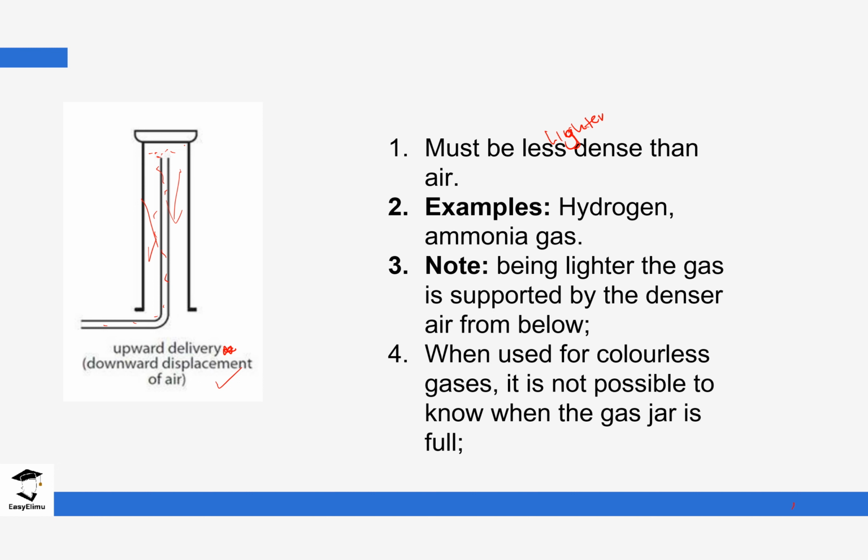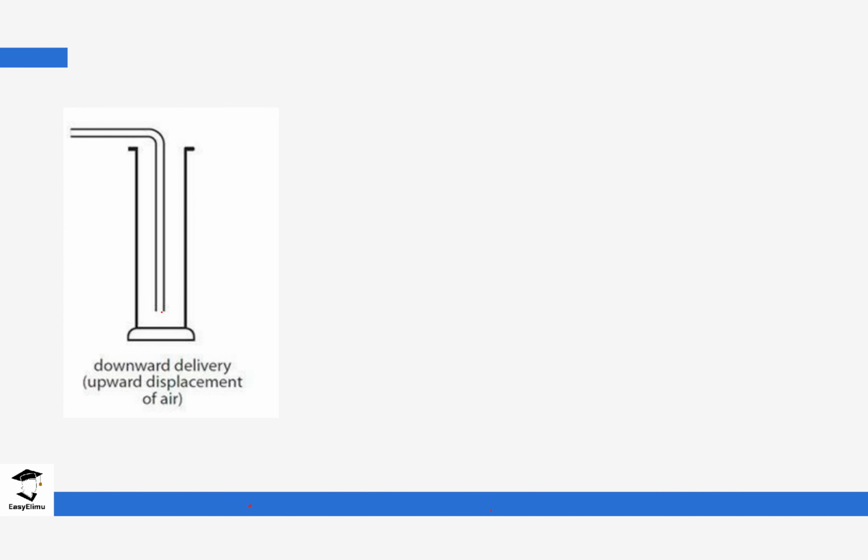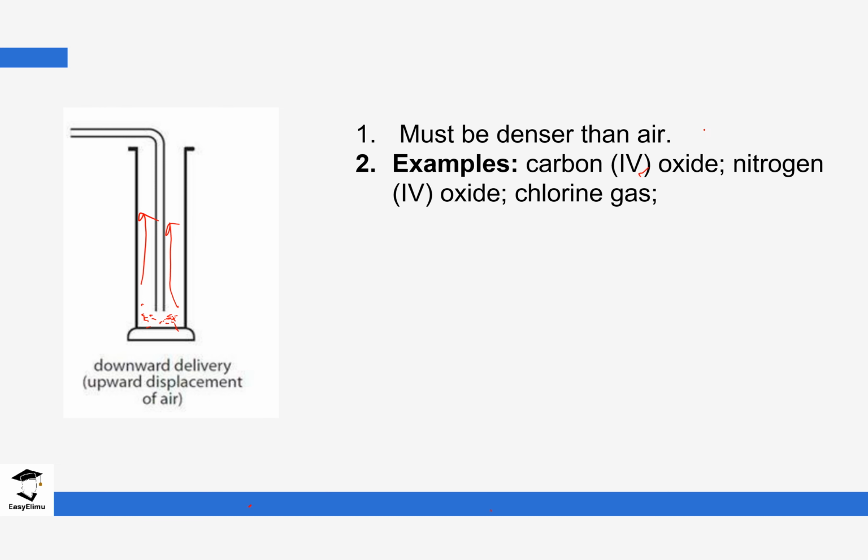The next method is the opposite of this, and we call it downward delivery, because the gas is being delivered on the lower part of the gas jar. It is also referred to as upward displacement of air, because the initial air that was in the gas jar is being displaced on the upper side, because the gas that you are collecting is taking up its space. It is usually for denser gases or heavier gases. These gases are heavier than air. Examples are carbon dioxide, nitrogen oxide, and chlorine gas.